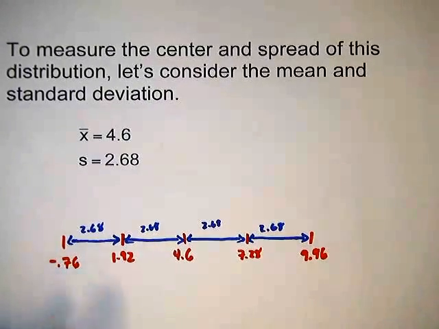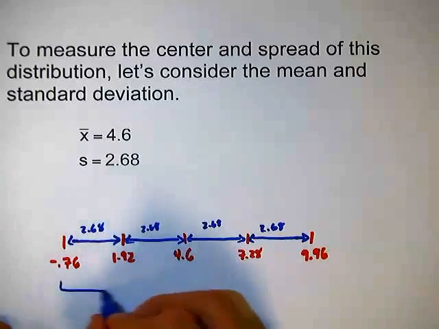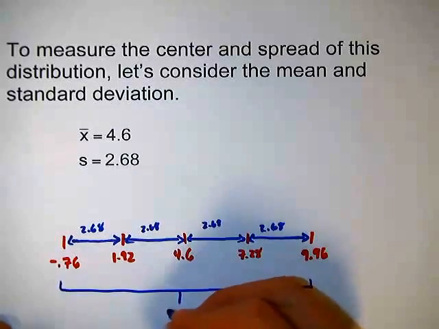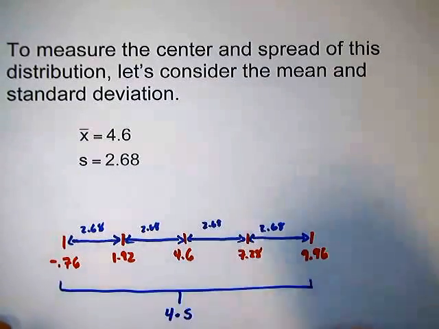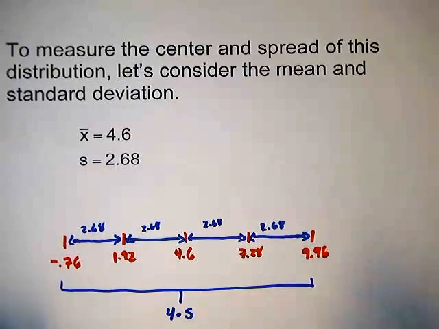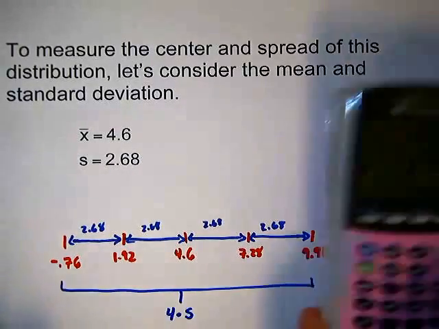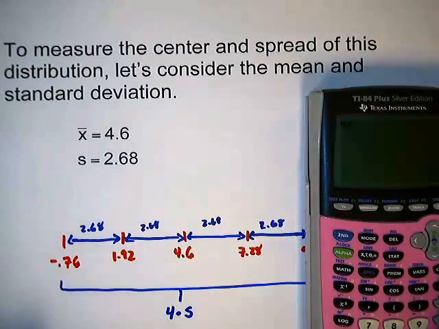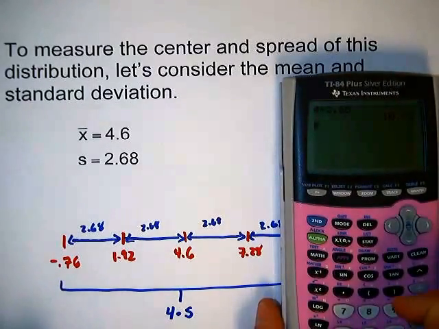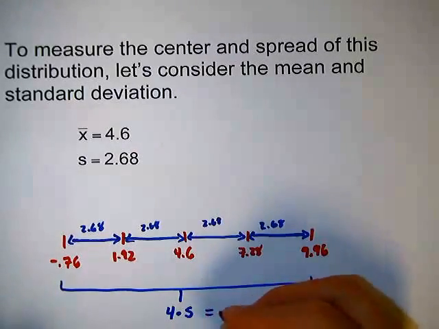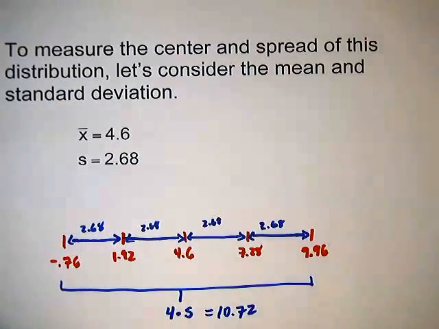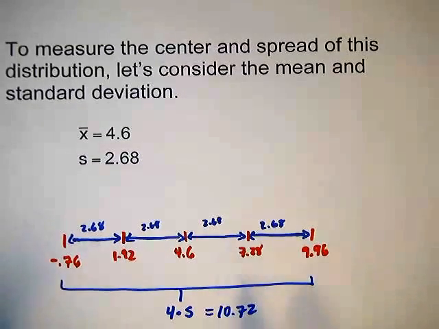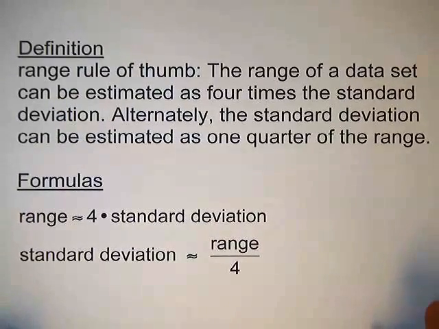So really, if we think about this whole span of values from negative 0.76 to 9.96, that covers about 4 standard deviations. So that right here is about 4 times your standard deviation, this whole range here. To calculate what that value is, 4 times 2.68 ends up being about 10.72. Now, that's very close to the range of the values. So that brings in what's called the range rule of thumb.